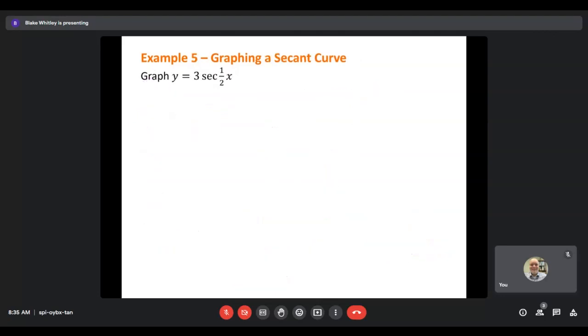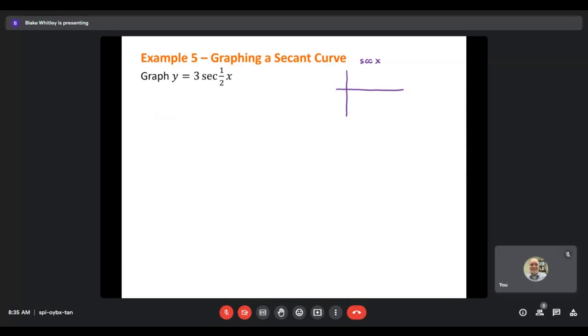All right, so example 5 says to graph 3 secant of 1/2 x. All right, so we are dealing with secant this time. So the first thing I'm going to do is think about my parent function. I'm going to graph secant x.